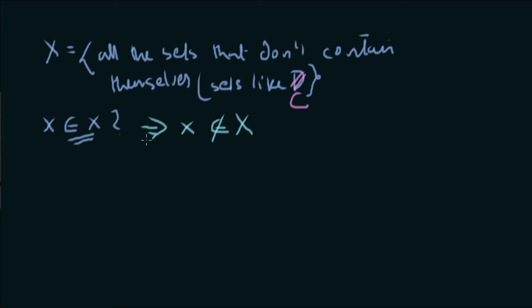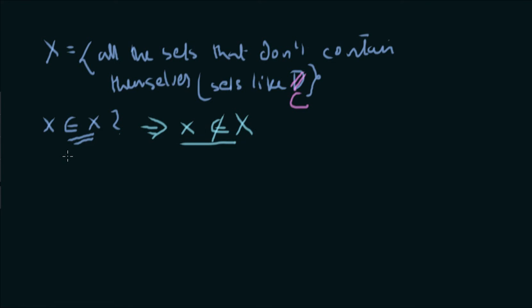Did you get the logic? Let me explain it to you one more time. Okay, so X belongs to X. So inside X there is X as well. There can only be sets like C, right? Like the sets that do not contain themselves. Now if X is inside X, that means that X is also like C, right? That means that X also does not contain itself, and this is what you got here.